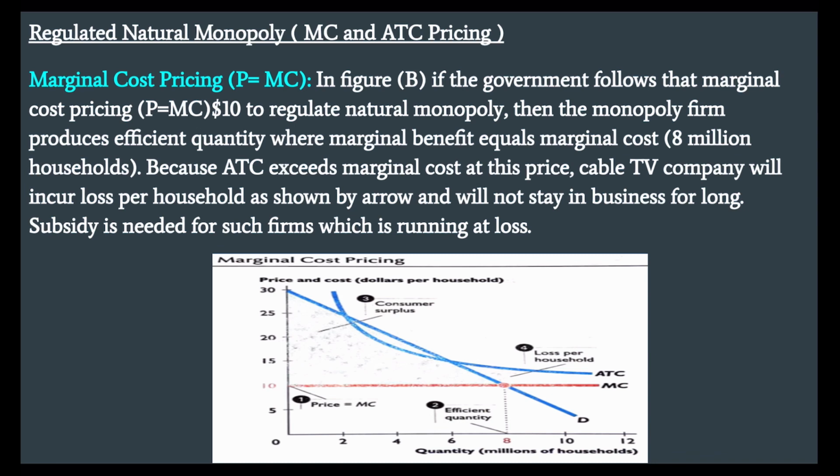Because ATC exceeds marginal cost at this price, the cable TV company will incur a loss per household as shown by the arrow and will not stay in business for long. So you can see a $4 loss per household because ATC exceeds MC. So a subsidy is needed from the government for such firms running at a loss, which is again a burden on the government.